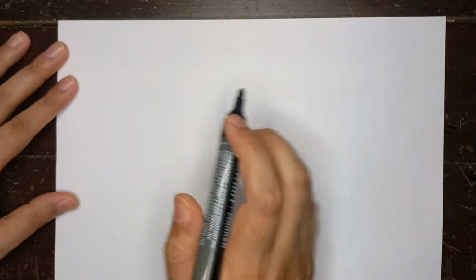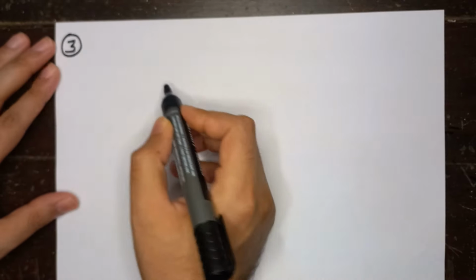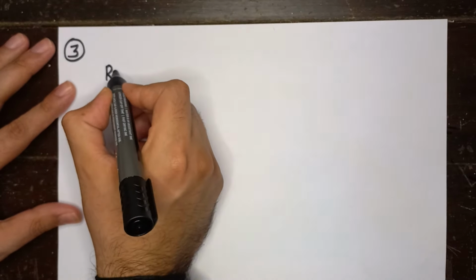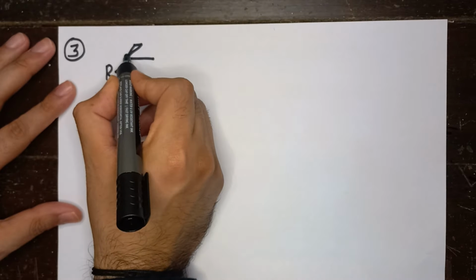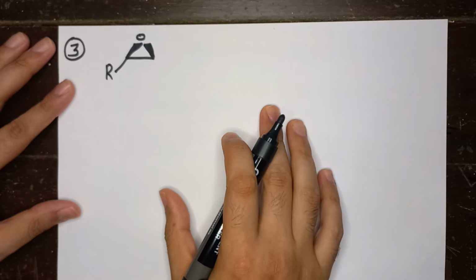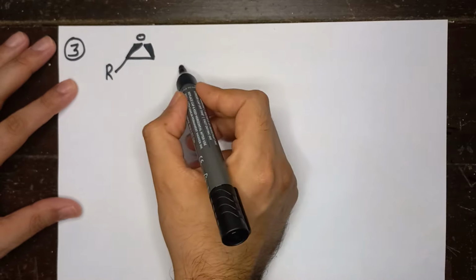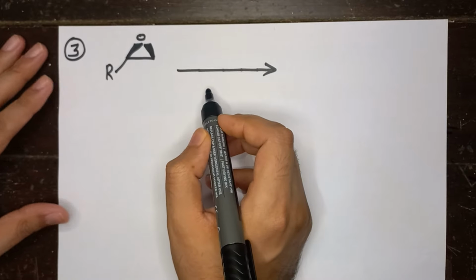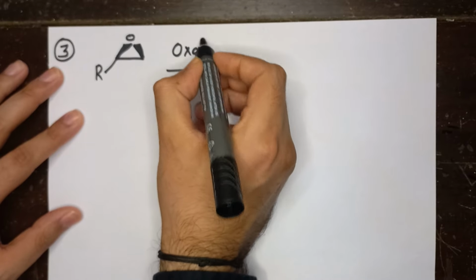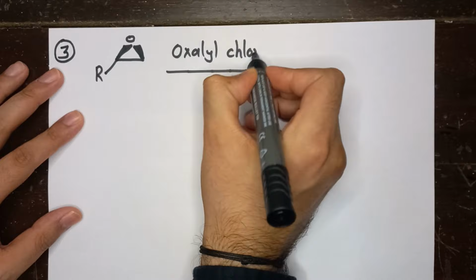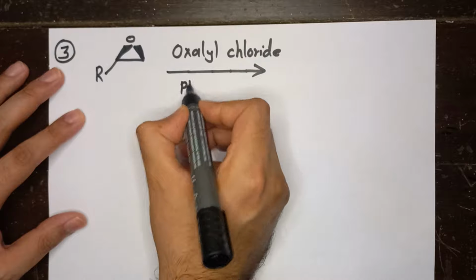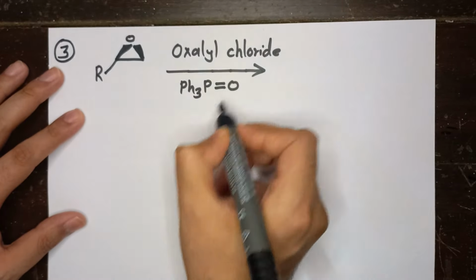Okay, here's another question. This is a very interesting question. So the starting material is, this time, an epoxide present above the plane, and we are reacting it with oxalyl chloride, and we are also reacting this with Ph3P=O.